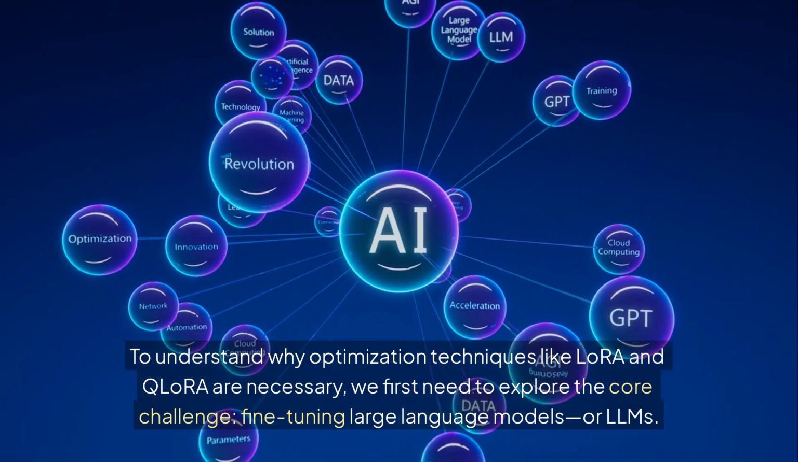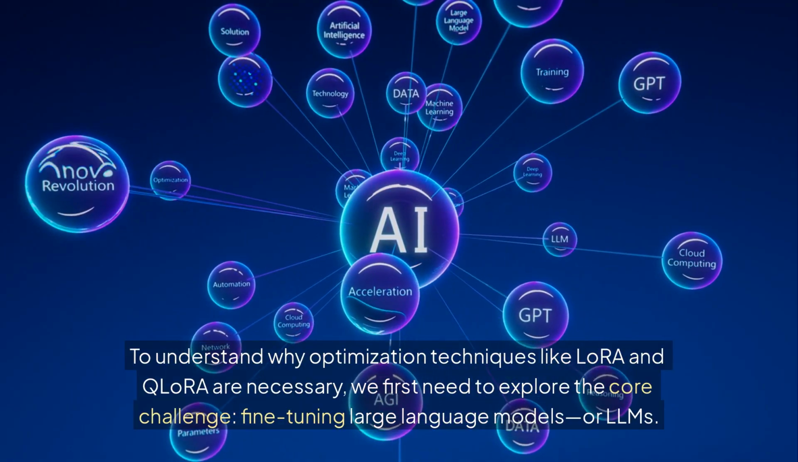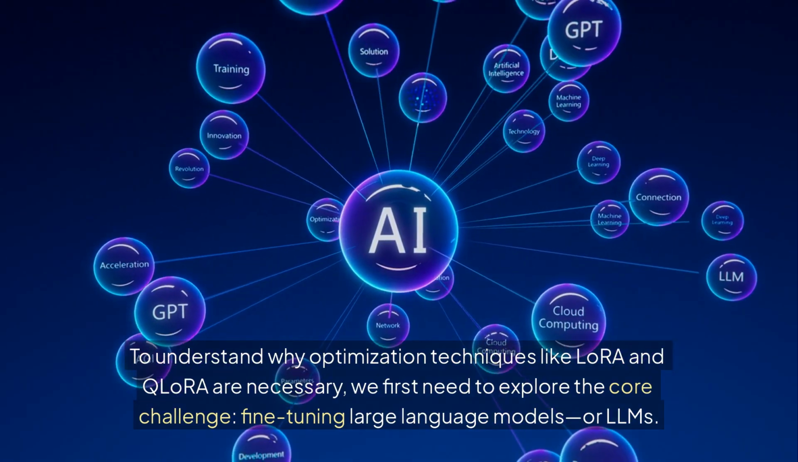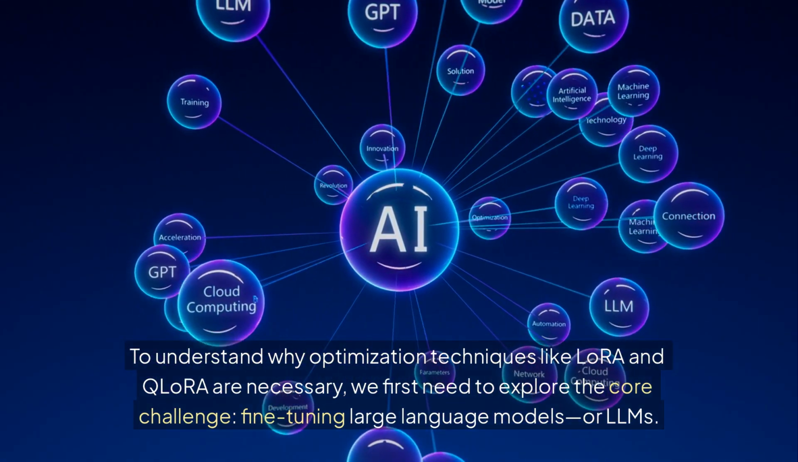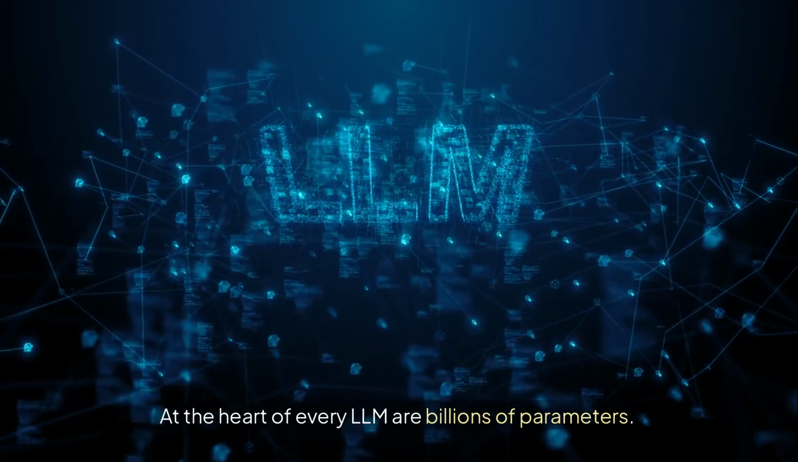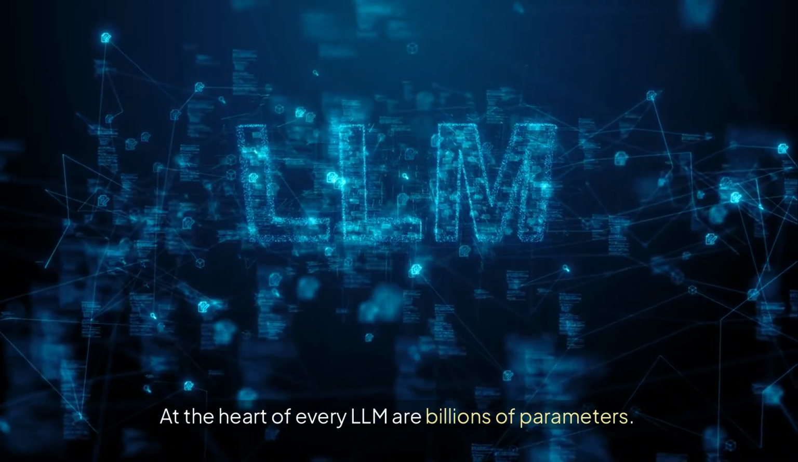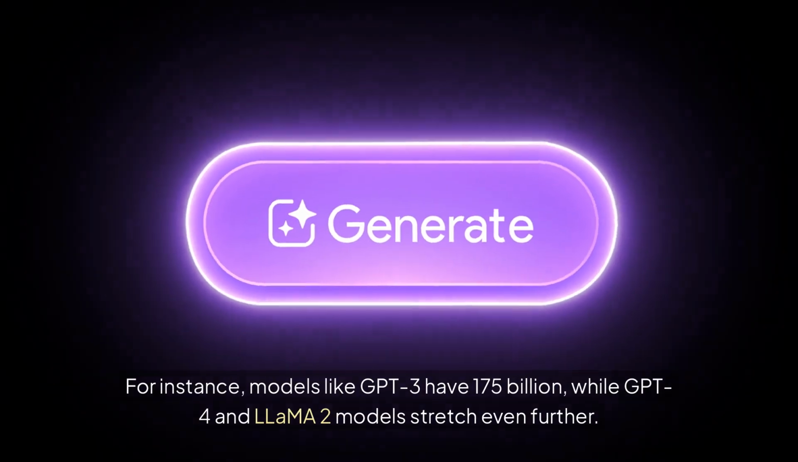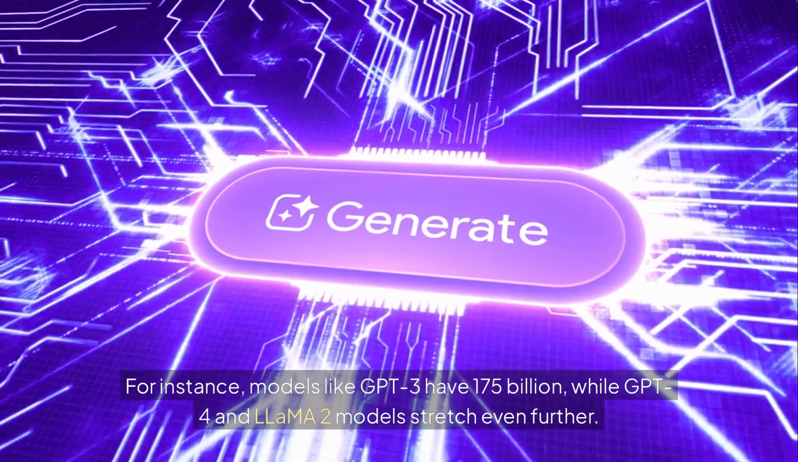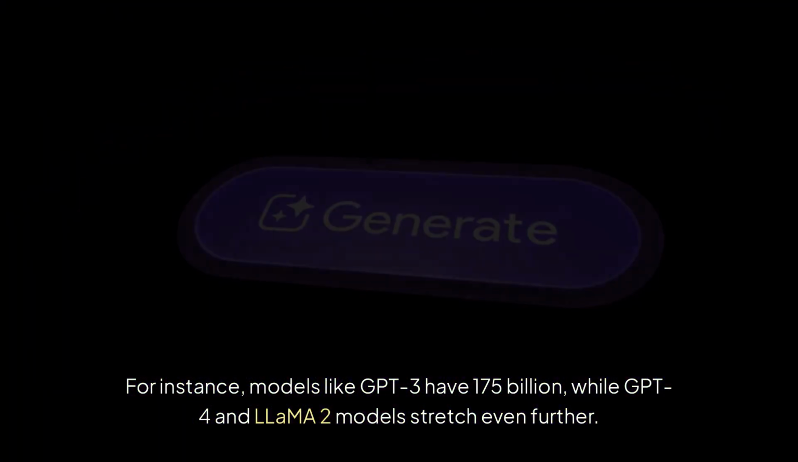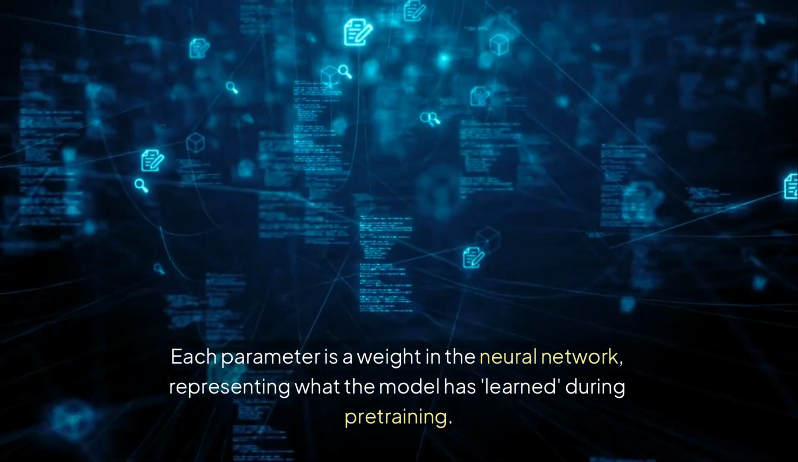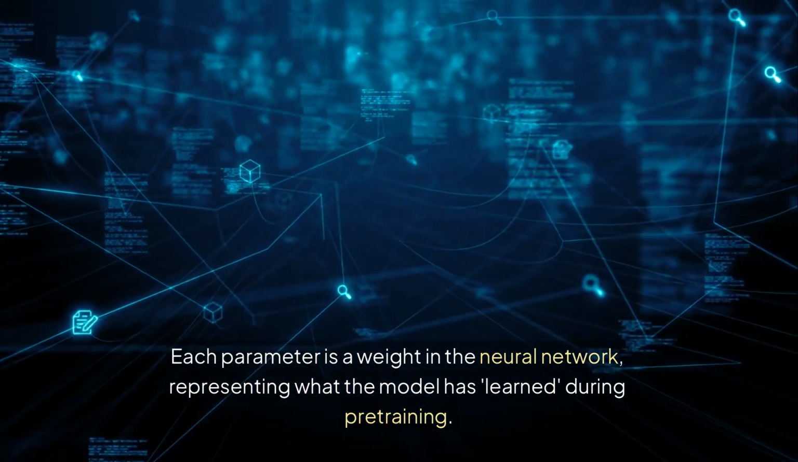To understand why optimization techniques like LoRA and QLoRA are necessary, we first need to explore the core challenge: fine-tuning large language models, or LLMs. At the heart of every LLM are billions of parameters. For instance, models like GPT-3 have 175 billion, while GPT-4 and LLaMA 2 models stretch even further. Each parameter is a weight in the neural network, representing what the model has learned during pre-training.